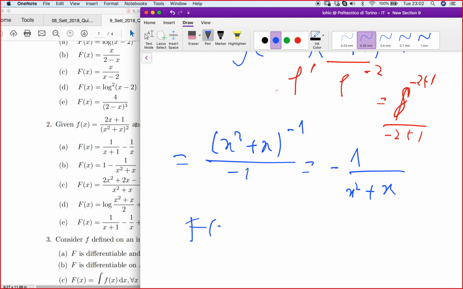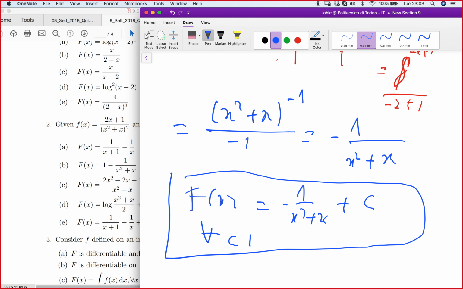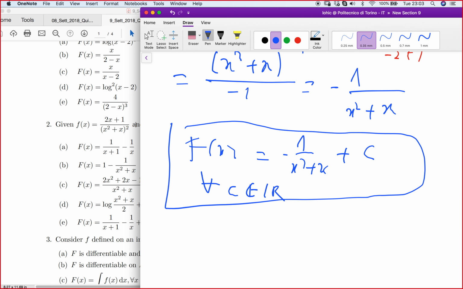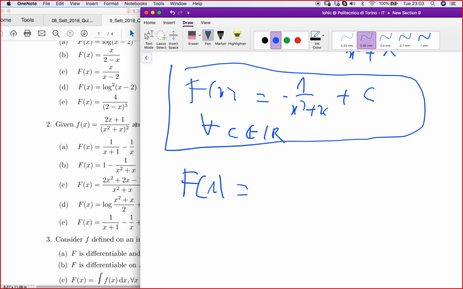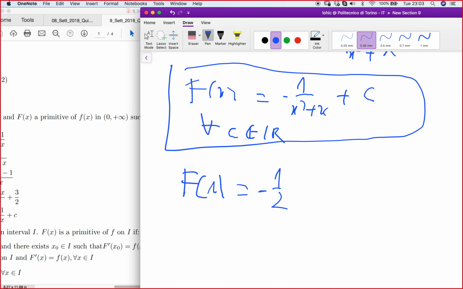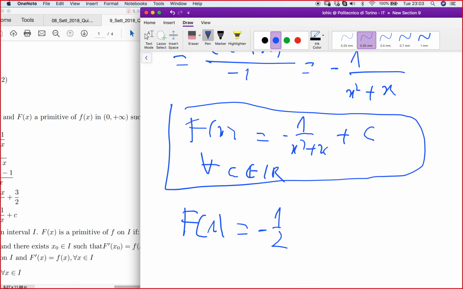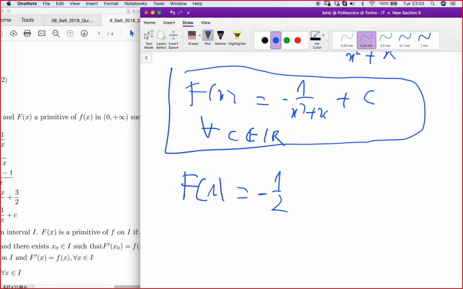So we got that F of x is minus 1 over x squared plus x plus c, for any constant c belonging to R, right? These are all the primitives, yes or no? But we want the primitive that satisfies the condition F of 1 equal to minus half. This means that these are all the possible primitives, but I want the one that satisfies the condition F of 1 equal to minus half.